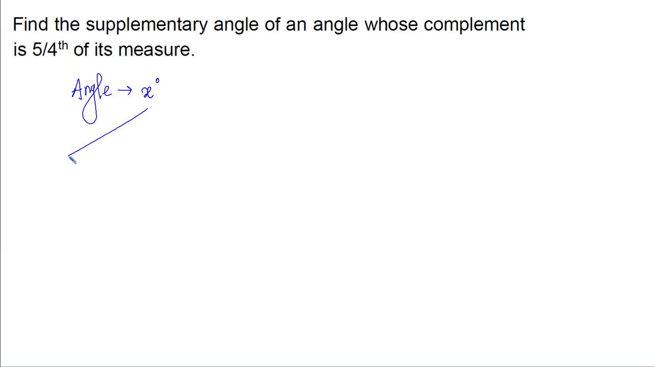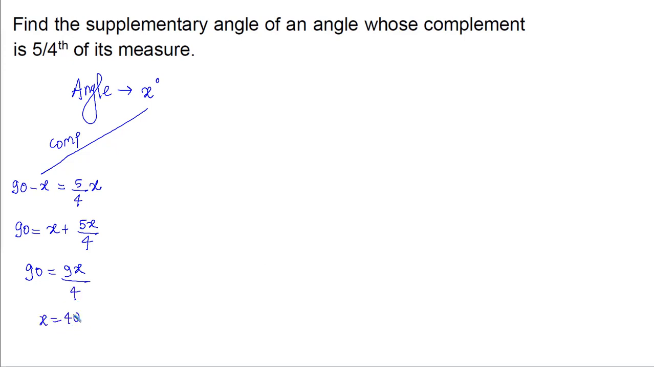Its complement is going to be how much? 90 minus x degrees, which is equal to 5/4 of its measure, which means 5/4 of x. So 90 minus x, so 90 is equal to x plus 5x by 4. So 90 is equal to 9x by 4. So x is going to be how much? x is going to be 40 degrees.